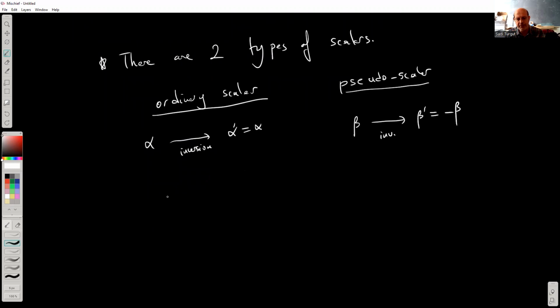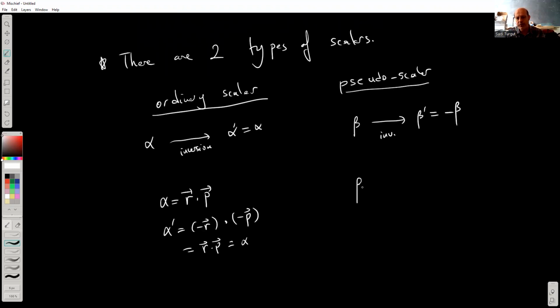For example, R dot P is an example of an ordinary scalar, right? Under inversion, let's say it like this: alpha prime is equal to the product of the inverted vectors in here. So therefore, this is equal to R dot P. So their scalar product doesn't change.